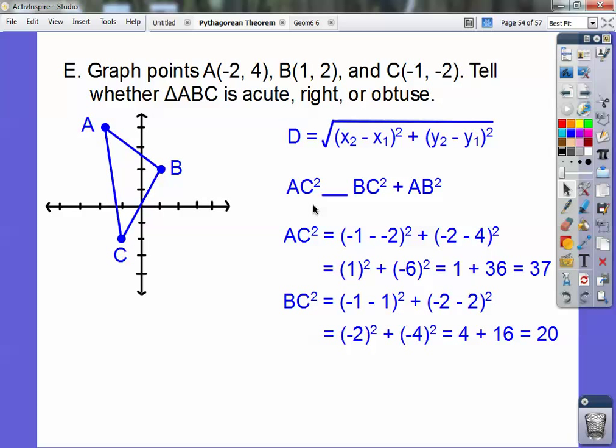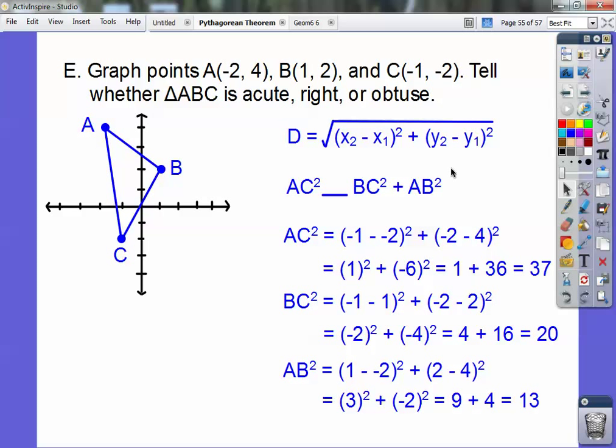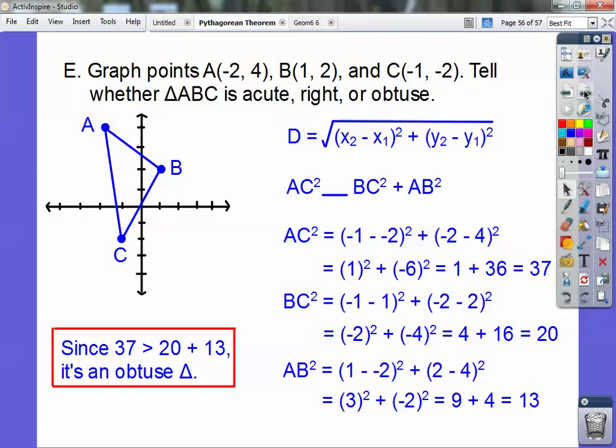And then check out BC squared. Okay, so AC squared is 37. Now I'm doing BC squared, which is this length right here. BC squared, I get 20. And then I want to see the relationship right there. AB squared is 13. So 37, is that greater than, less than, or equal to 20 plus 13? Since 37 is greater, it's an obtuse triangle.